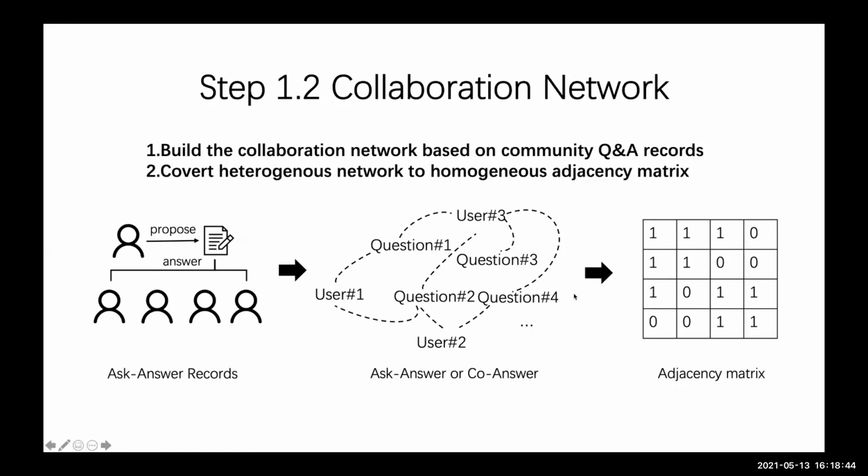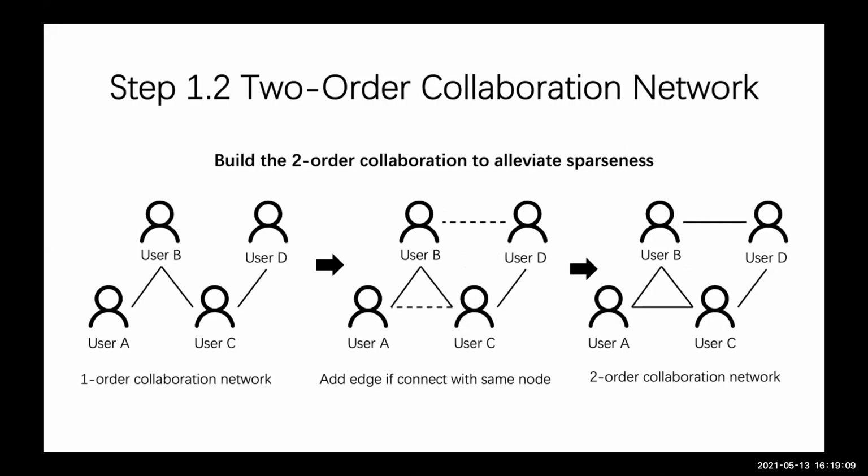And then we establish a user collaboration network based on 2 relationships. One is ask-answer and another is call-answer. Based on the 2 relationships, we construct our user collaboration network and then represent it by the adjacency matrix.